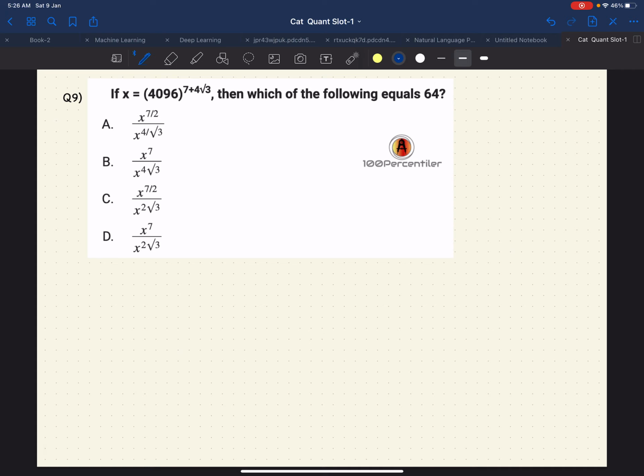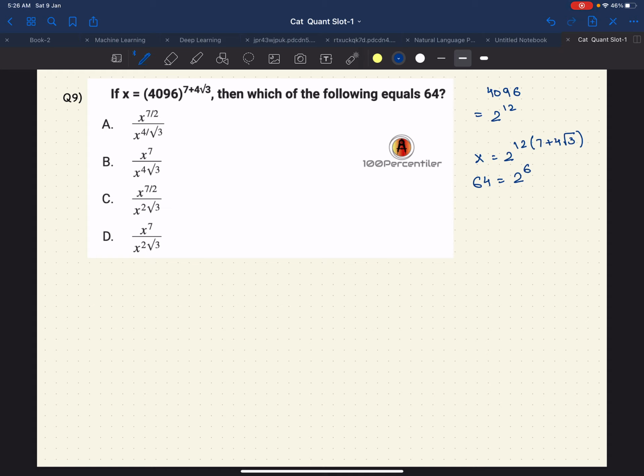Okay, here we have been given that 4096 raised to power 7 plus 4 root 3 is the value of x. Then what is the expression for 64? So clearly the first thing we notice here is 4096 is nothing but 2 raised to power 12. So we are given here that x is nothing but 2 raised to power 12 multiplied by 7 plus 4 root 3. Now we have to find an expression for the number 64, which is 2 raised to power 6.